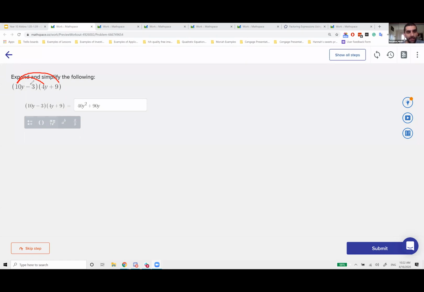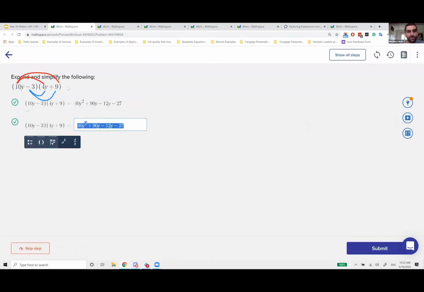So you have here, you must include the sign that's before that number. So it's -3 times 4y is the next step that we've got to do. Okay, and then after that, we're going to say -3 times +9. So always be careful with your signs. All right, so the -3 times the 4y is going to be -12y. And then the -3 times +9 is -27. All right, so we've entered that.